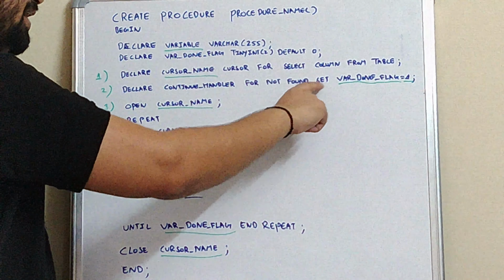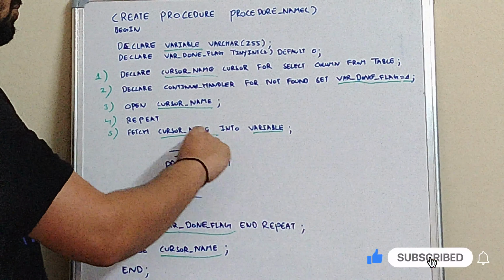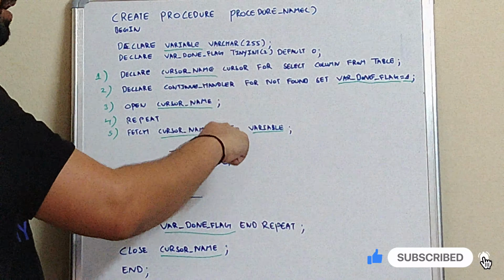So repeat, until done_flag, end repeat, and then fetch cursor name into variable. This cursor needs to be associated with some variable. So we have defined a variable here and then we push the cursor data into the variable, so as to process it one by one. Do your processing, whatever you want to do. You may want to clean up your data or validate something over these rows. Whatever your processing is, do it here. And then until done_flag, end repeat. Whenever the next row is not available, exit from the loop, then close cursor name and then end.